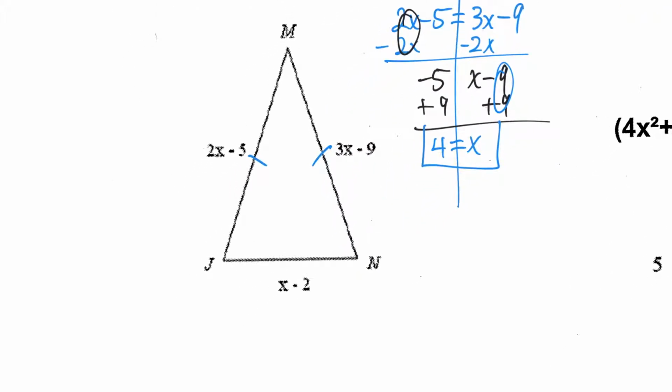If I take that 4 and plug it in, 2 times 4 minus 5 is what? 3. Yep, 2 times 4 is 8, minus 5 is 3. Okay, 3 times 4 minus 9 is 3. And then just 4 minus 2 is 2.